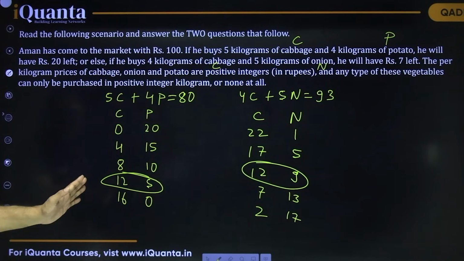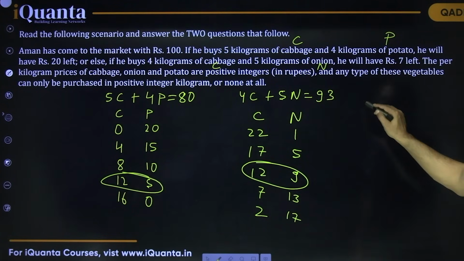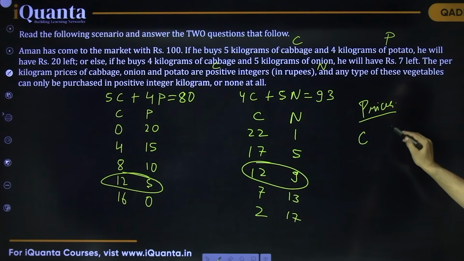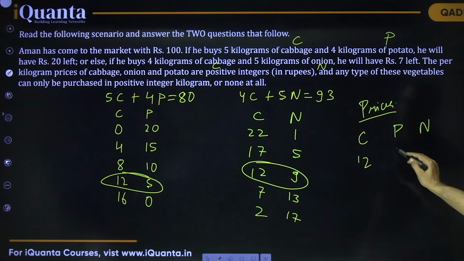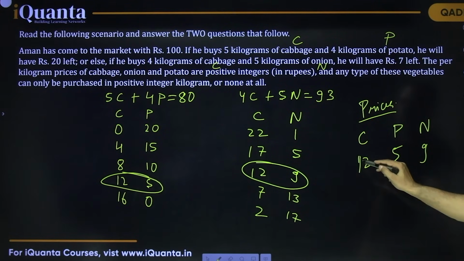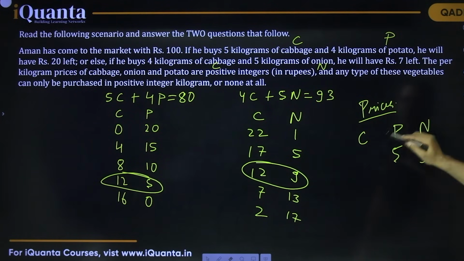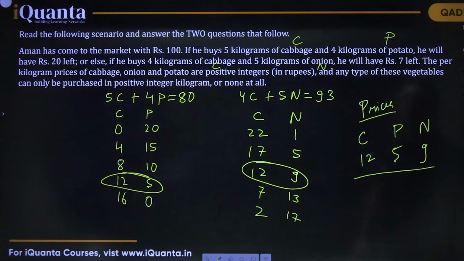So ultimately what we get is there is only one possible situation of the prices of cabbage, potato and onion. Cabbage 12, potato 5, onion 9. So 12, 5, 9 are the only possible prices. Okay, that's it. Nothing else is required as of now.